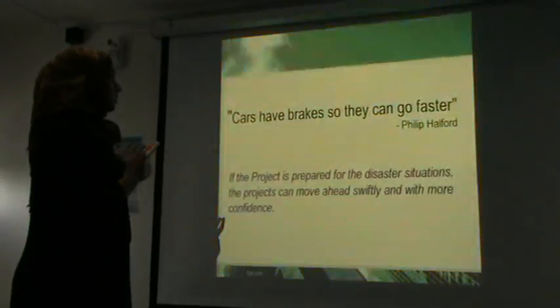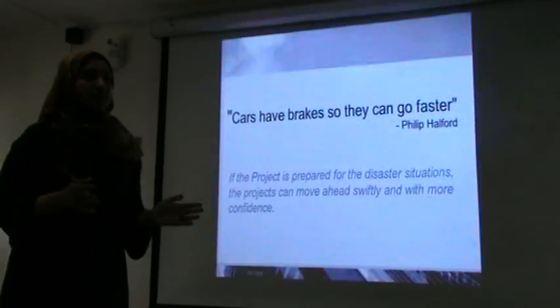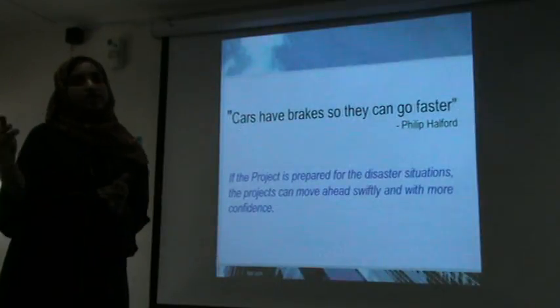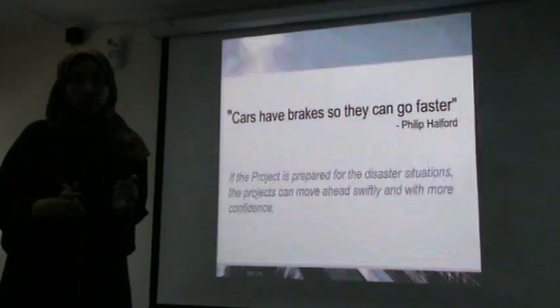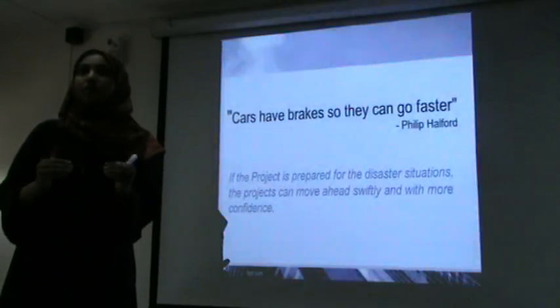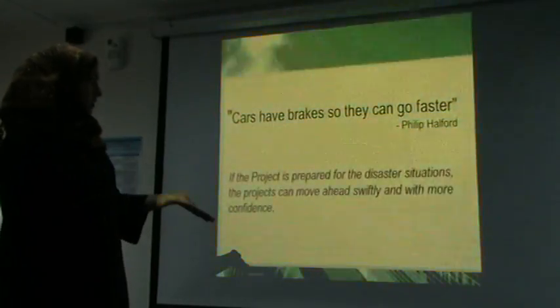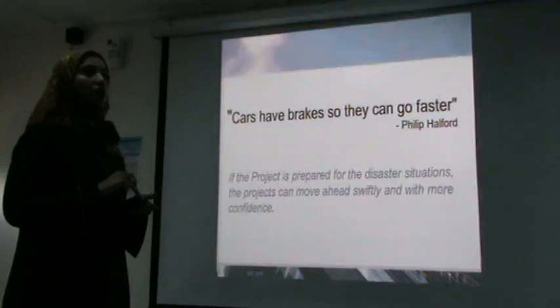For example, if you take this scenario, cars have brakes so they can go faster. It means that if the car doesn't have a brake, it's going to go and hit someone and end up in a disaster, right? So we need cars to have brakes for them to move faster. It means the project is prepared for disaster situations. The projects can move ahead swiftly and with more confidence.